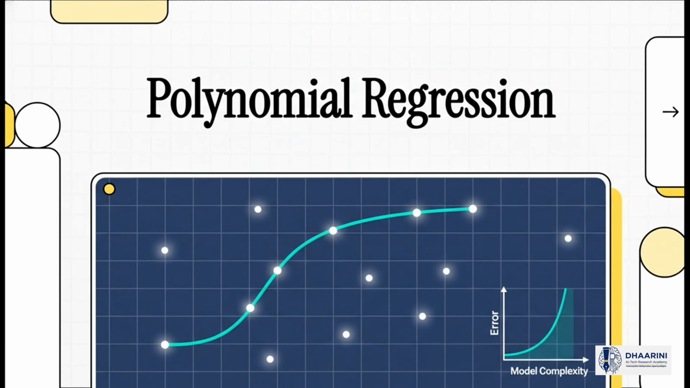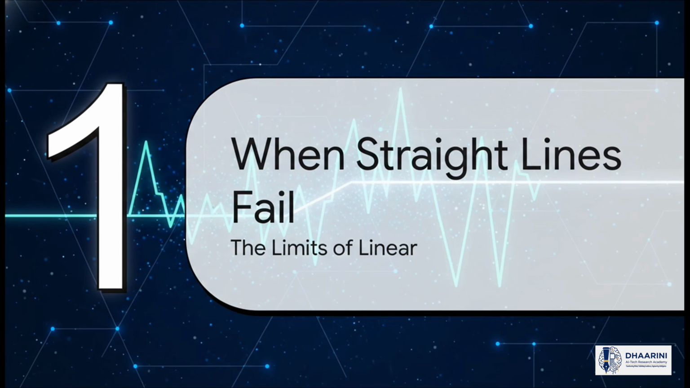All right, today we're going to talk about an algorithm that you might think is a little old school. But guess what? It's making a massive comeback in the world of AI. We're talking about polynomial regression. So, you know how we often start? We try to fit a straight line to our data to see a trend. It's simple, it's clean. But what happens when the real world just doesn't play by those straight line rules?